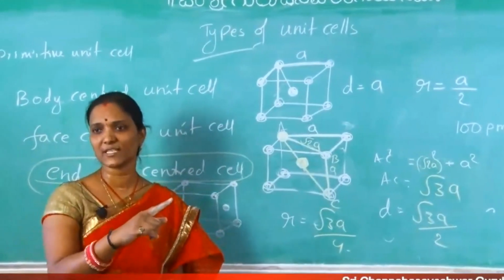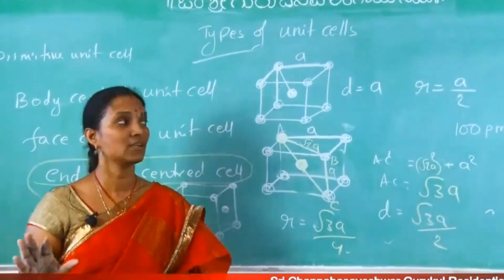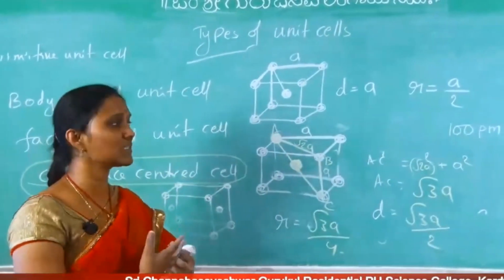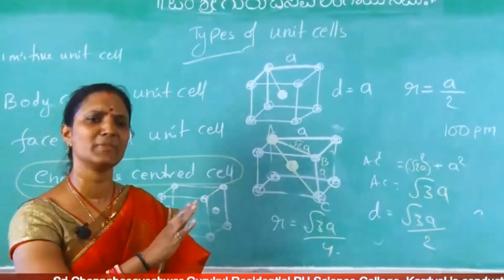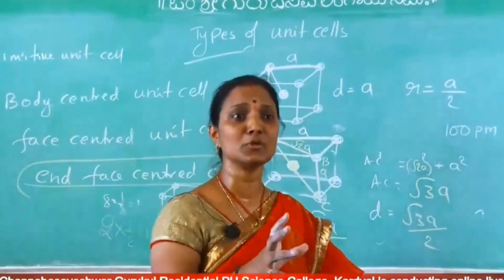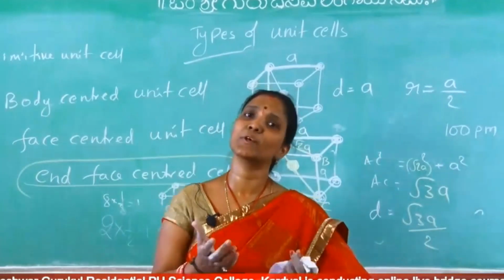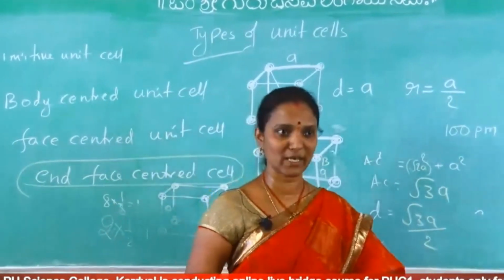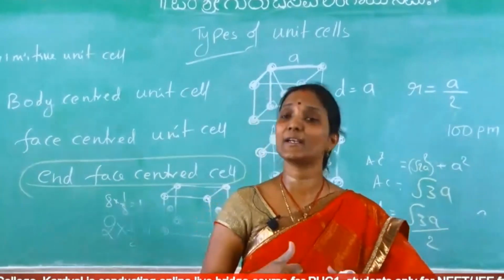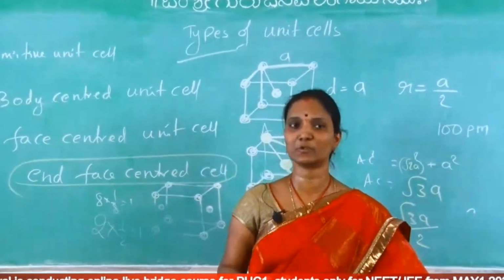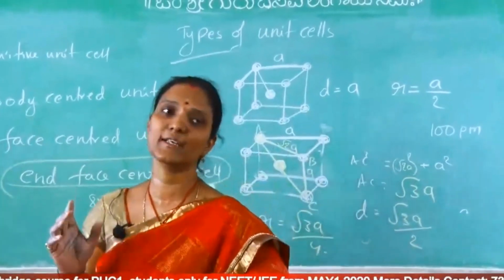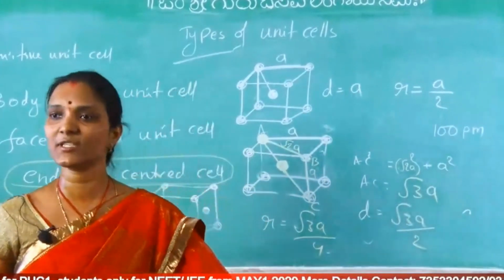In primitive, distance between nearest neighbors is equal to A. Radius is equal to A by 2. In BCC, distance is equal to root 3A by 2. Radius is equal to root 3A by 4. In FCC, distance is equal to root 2A by 2, nothing but A by root 2. And radius is equal to A by 2 root 2. These are the formulae to find the radius, edge length and distance between the nearest neighbors.